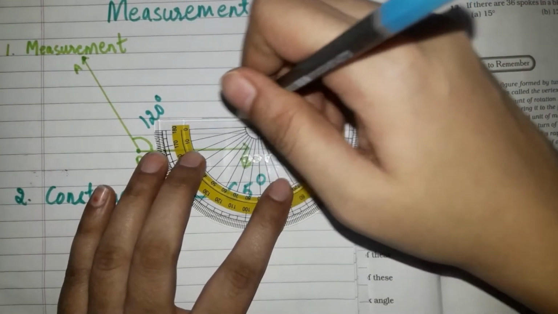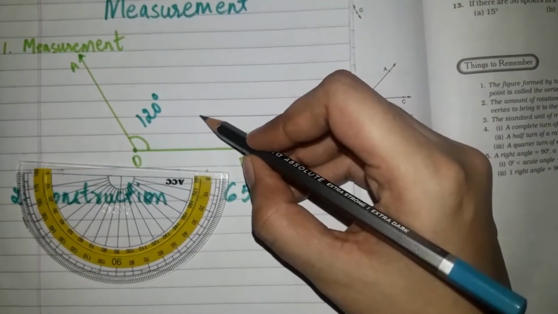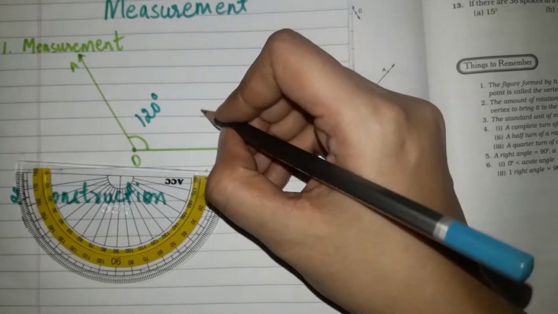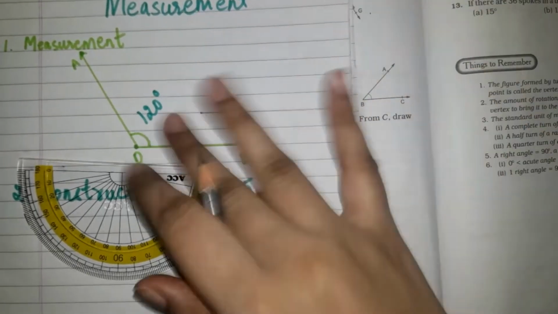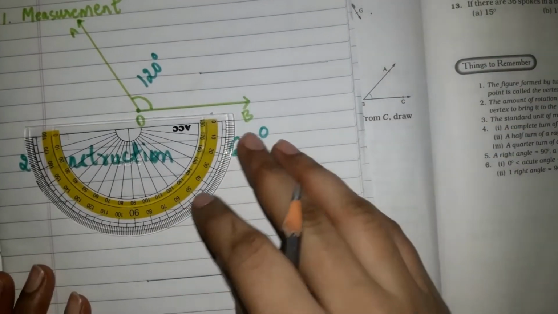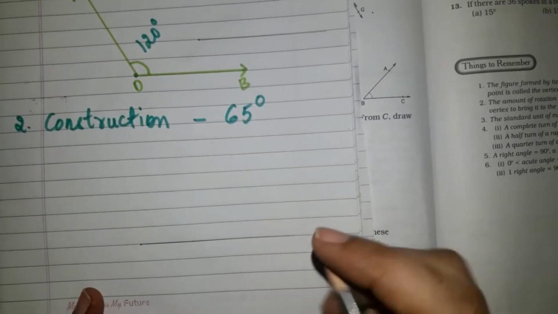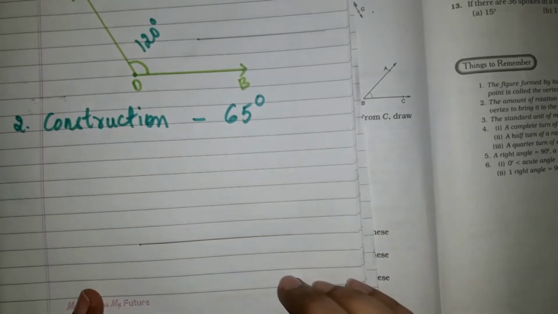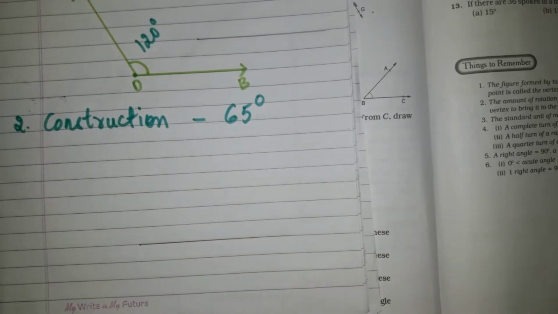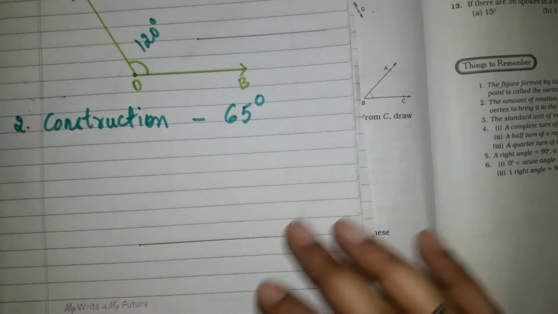Okay, suppose this is my line, and from whichever point my line is starting, I'll make a little point there to show that this will be the vertex of the angle. Now I have to construct what? 65 degree. I have to name this angle also. So our naming part I'll do at the end. First let's construct the arms of the angle.